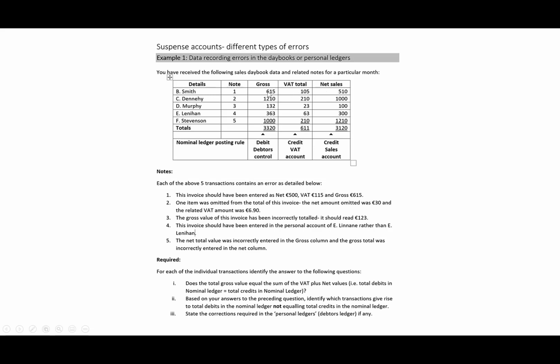The debits match the total credits. So that won't affect the suspense account. I mean, there is a correction required, but we can say that because debits match credits, the suspense account will not be required.